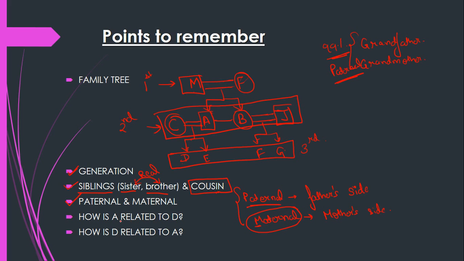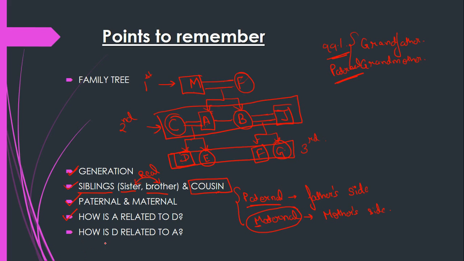Now let's see this. For example, in the question you are asked, how is A related to D? A is the father of D. Suppose D is male and E is female. So A is the father of D.